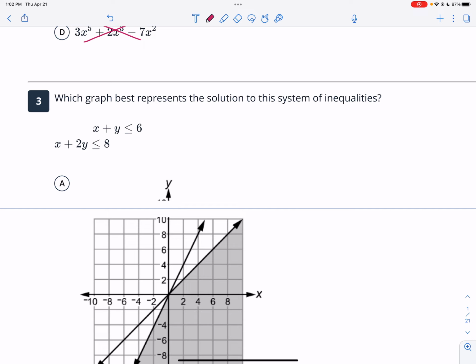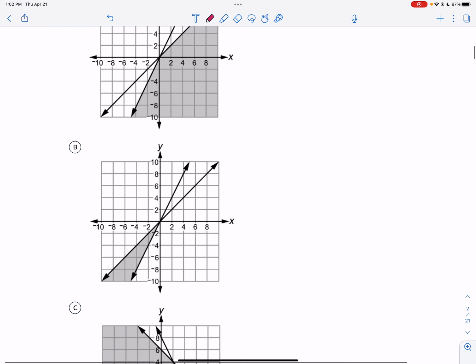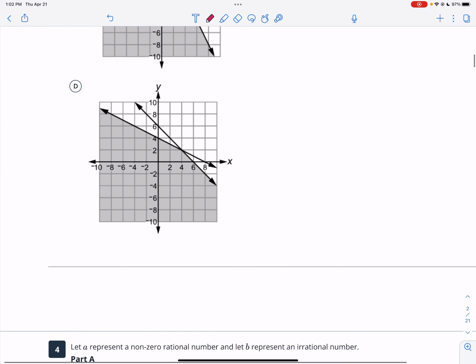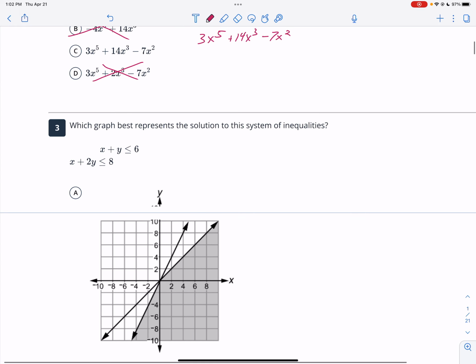Which graph best represents the solution to this system of inequalities? So there's a few ways to do this. We've got several different graphs. You could just go ahead and, on scratch paper, try to graph them and see what they look like. That works. And if you wanted to graph these lines, an easy way to do it in this form is to find your x and your y intercepts.